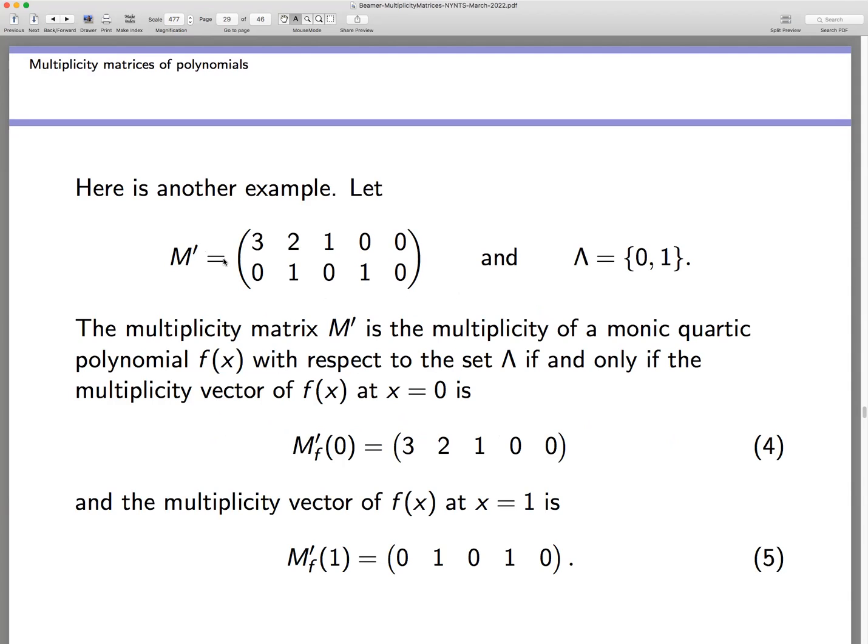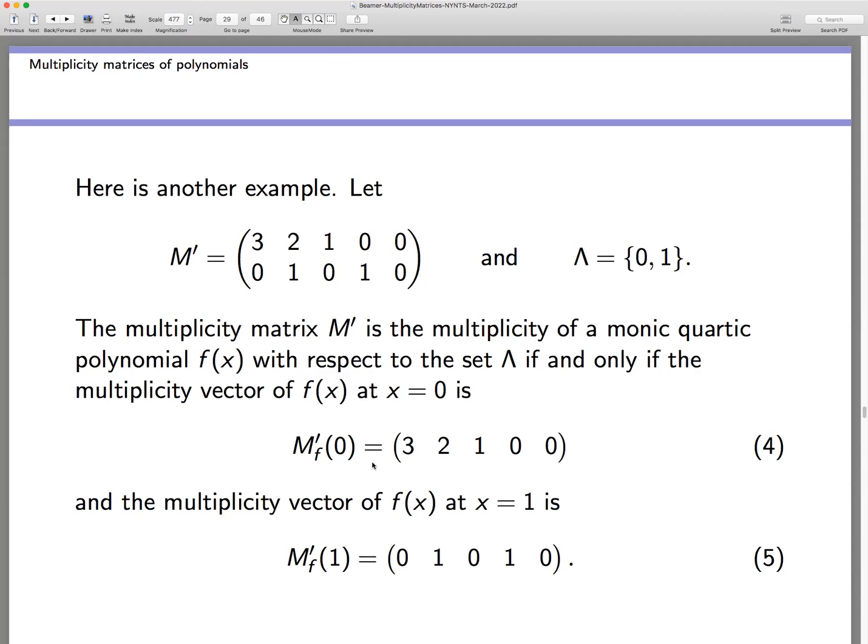So I call this M prime only because I call the other one M. You can check, I hope, that this is a multiplicity matrix. There are 5 columns, so this would be the multiplicity matrix of a quartic polynomial, degree 4. If I take 0 and 1 as the set of values, this first row is the multiplicity matrix for the polynomial f0. And the second row, just as before, is the multiplicity matrix for the polynomial f1.